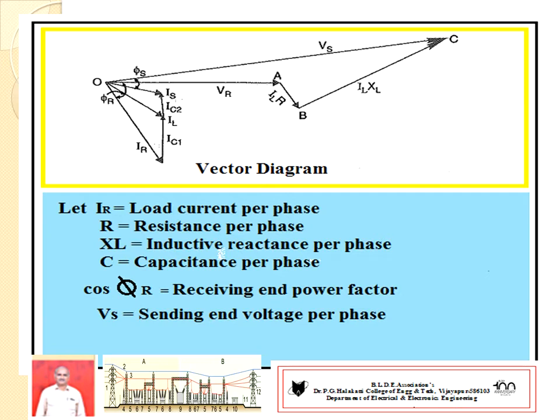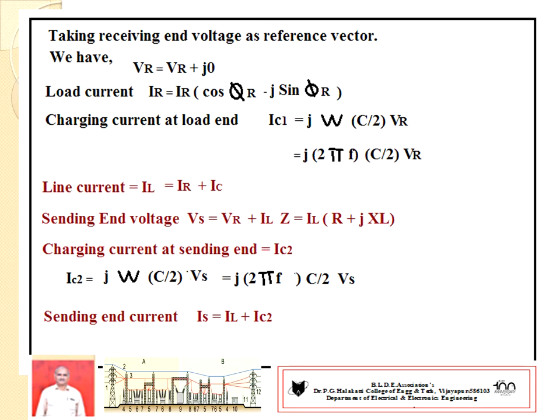So let IR be the load current per phase, R and XL usual values, C is the capacitance per phase, and cos phi r receiving end power factor, Vs sending end voltage per phase. Taking the receiving end voltage as a reference vector, then we have to write VR, this is receiving end voltage per phase, VR equal to VR plus J0.